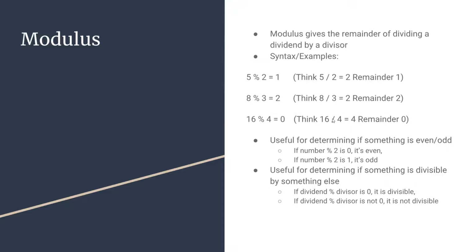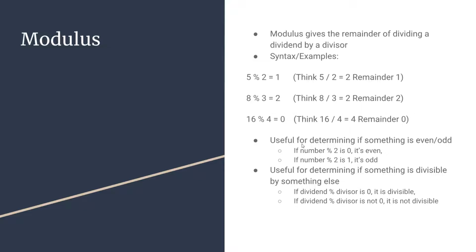And one thing that is pretty useful to use modulus for is if you want to figure out if a number is even or odd. The way you would do that is you'd say if a number mod 2 is 0, then it's even. And if a number mod 2 is 1, then it's odd. And we can check out a program that does this.